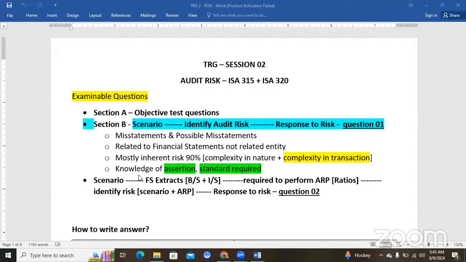Is that clear? Copy this. Copy this. This time I'm expecting a scenario, identify audit risk and respond to audit risk. But anyway, it's better to prepare for all three. Better to prepare for the second one and third one. Copy this.